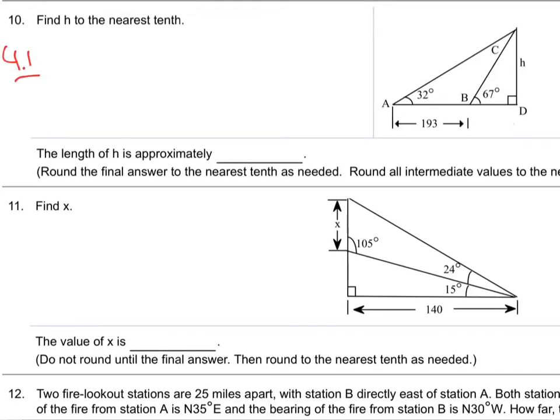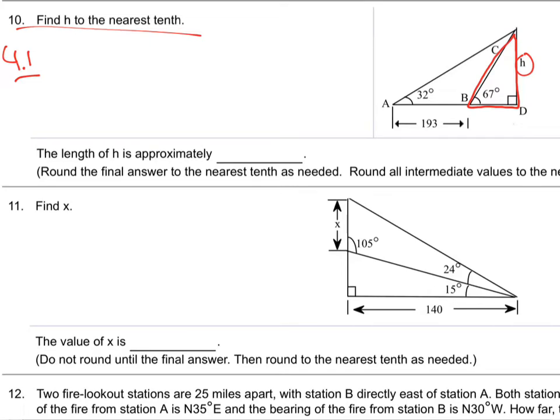4.1, problem number 10. Find h to the nearest tenth. So we're trying to find h over here in this kind of double triangle situation. Finding h is difficult. If we try to start with this little right triangle right here, we're going to run into trouble. We need to start with the triangle on the left. Why? How do I know that?